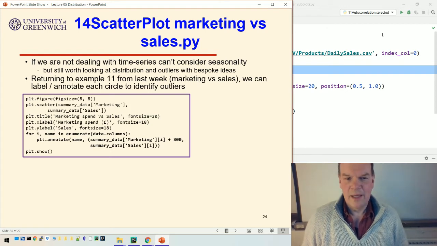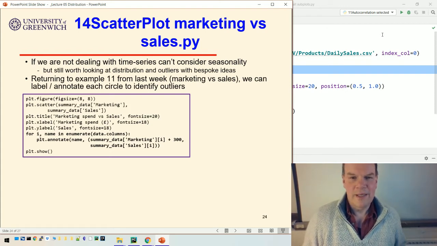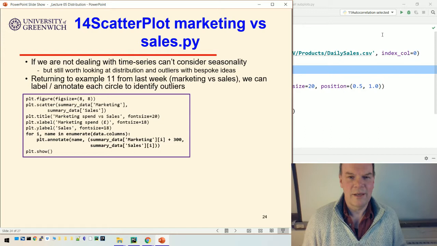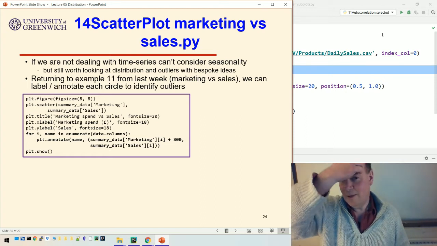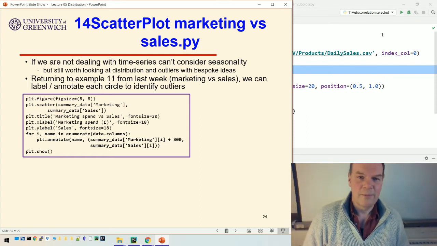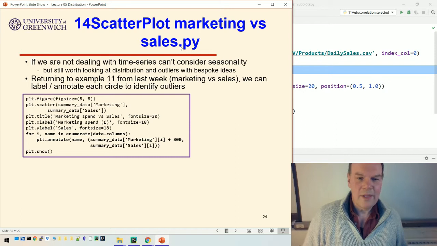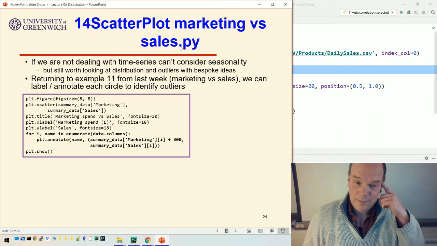So if you remember last week, we looked at the summary data. This is data about the products in general, so prices and so on, as opposed to the daily sales. And we created this data frame which contains just summary data. If you remember, there's just 25 rows, but there's 5 or 6 columns which are the price and the marketing cost and the total sales. Okay, one thing we can do is look at outliers.